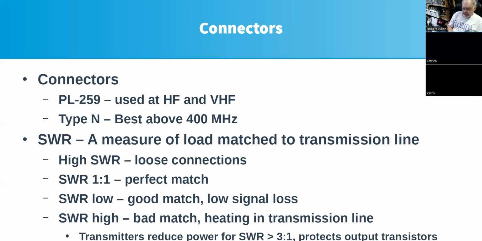You need to deal with connectors. So you'll have a connector at your radio to your feed line, and between your feed line and your antenna, maybe more along the way. The most commonly used connector in amateur radio is called a PL259, which is the male portion of the connector. The female end is called an SO239. And they're used at HF and VHF frequencies.